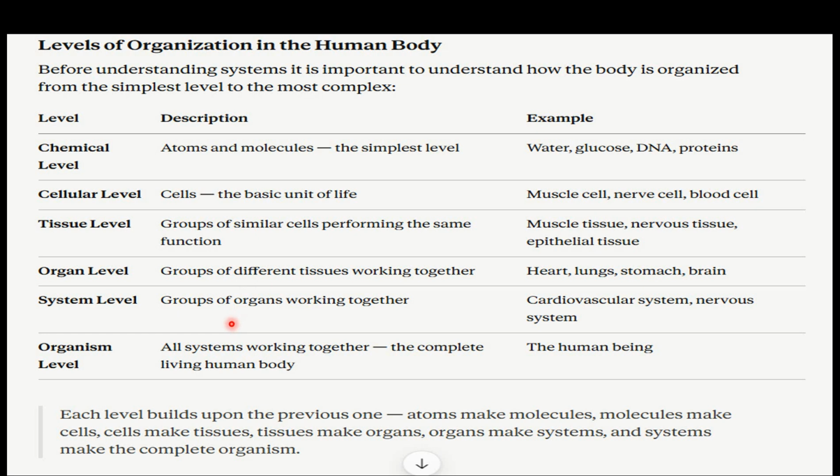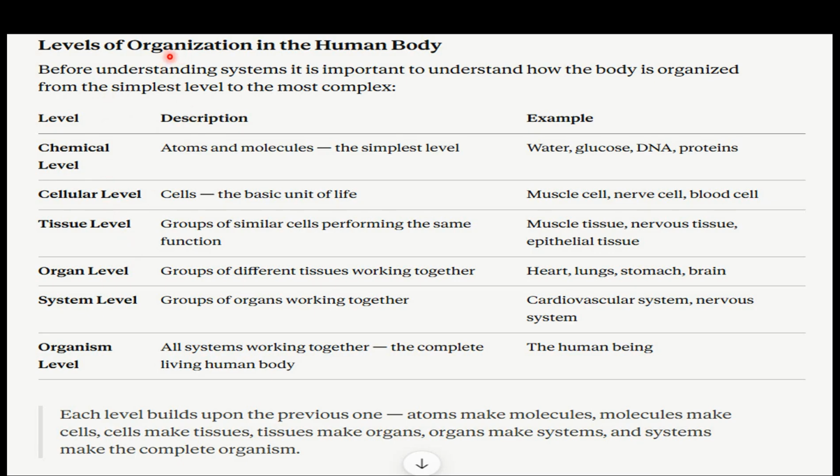Then we have system level, groups of organs working together, like cardiovascular system, nervous system. And then we have organism level, all systems working together, the complete living human body, the human being. Okay, so this is how it is divided into levels.